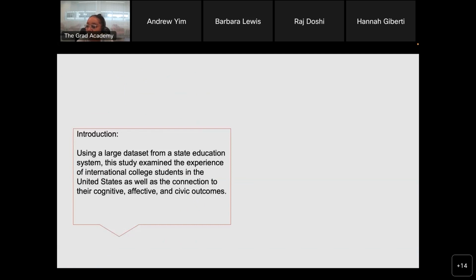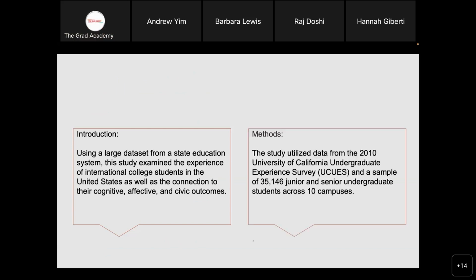But for this case, I identified the introduction in the second half, because the study is examining the experience of international college students in the United States, as well as the connection to their cognitive, affective, and civic outcomes. With the methodology, they're utilizing data from the 2010 University of California Undergraduate Experience Survey, and they're also using a sample of juniors and seniors across the 10 campuses.